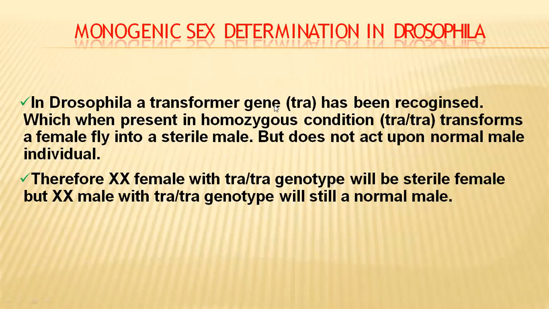And in Drosophila also, the TRA gene is there. This is called the transformer gene. In homozygous condition, when both TRA genes are present in the female, that female fly will be converted into a sterile male. But it will not happen in the case of normal male individuals. If the male has both TRA genes, it will not transform into a female. So, XX female with both TRA genes will be a sterile male, whereas XY male with TRA genotype will still be a normal male.